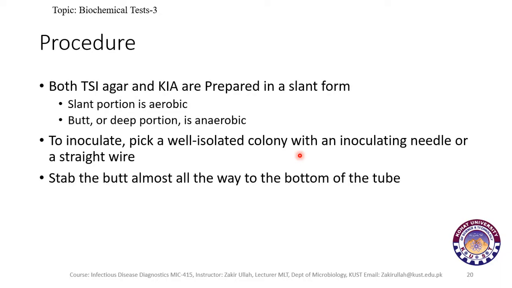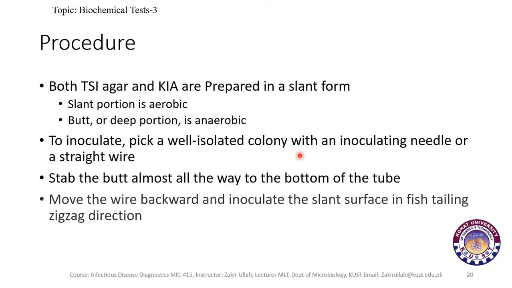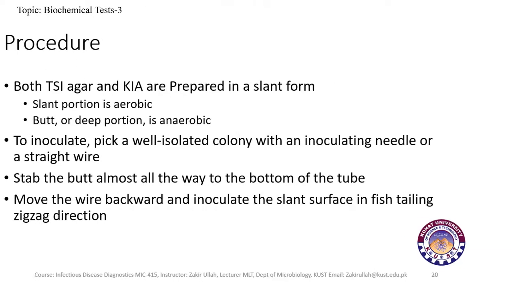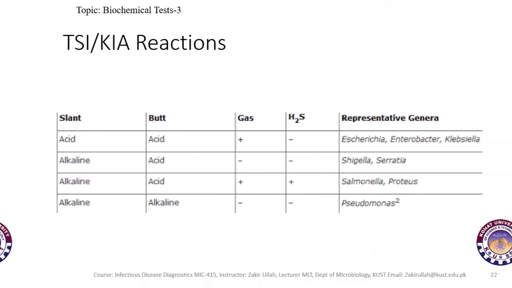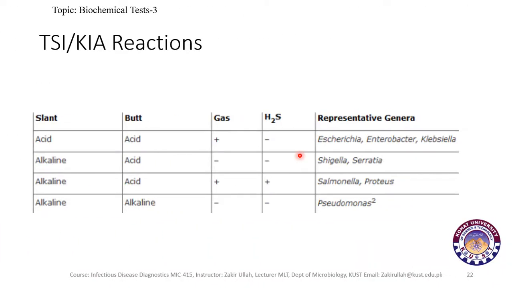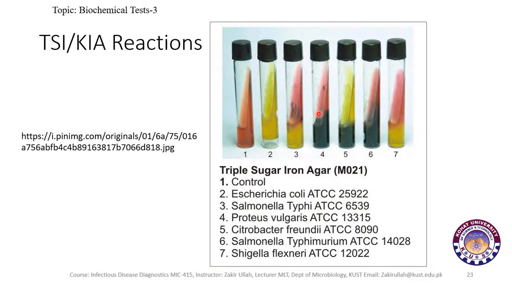This is the procedure for performing the biochemical test of TSI. First, the butt is inoculated with a straight wire, and then the slant is inoculated in a zigzag pattern and incubated for 24 hours. This is the reaction of TSI for different types of known enterobacteria, their acidic slant, their butt reaction, the gas production and the H2S production, and these are the different controls for the TSI.